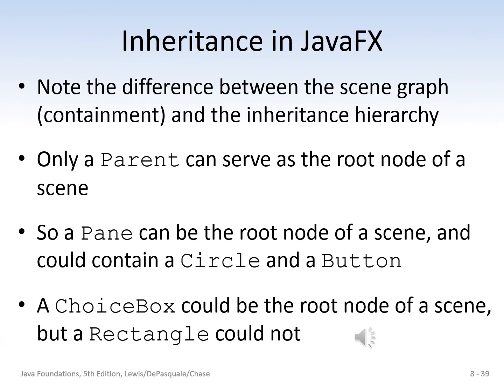So note the difference between the scene graph, i.e. containment, and the inheritance hierarchy. Only a parent can serve as the root node of a scene. So a pane derived from parent can be the root node of a scene and could contain a circle and a button. A choice box could also be the root node of a scene, but a rectangle could not because it's not derived from parent.